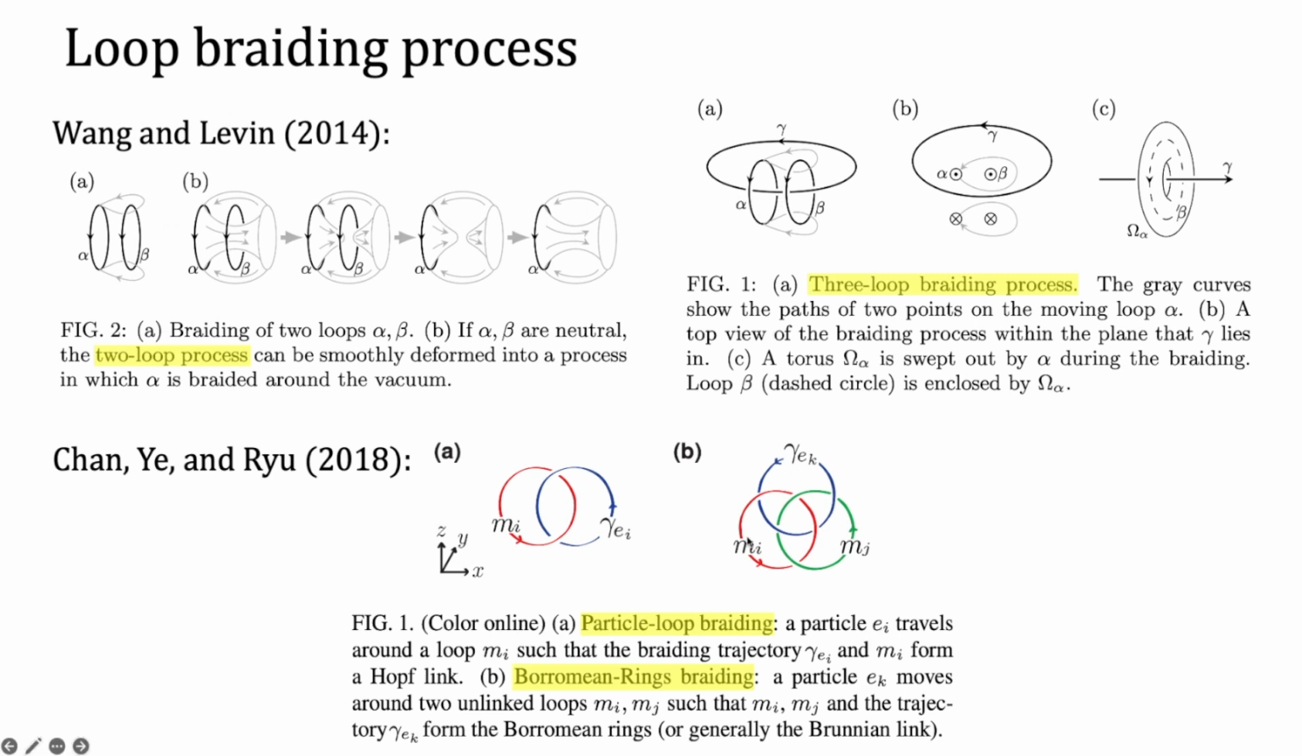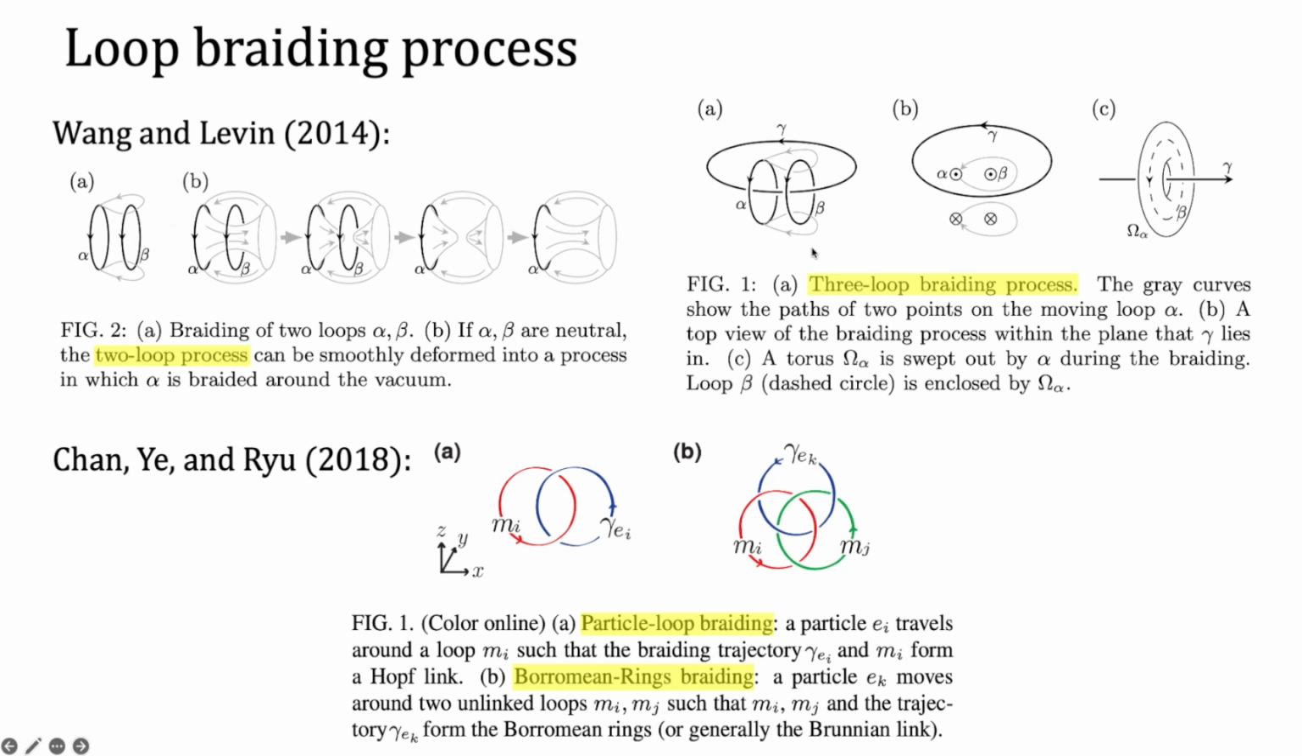Yeah. And also the other paper by Ye Peng and Xinsei Liu. Unfortunately, I don't know the first author. They also describe a different process in 3D, called Borromean ring braiding. Basically, we consider two magnetic loops in 3D space, and then I move a charged particle around these two loops to make a Borromean ring structure. And this can give us a non-trivial phase factor, characterizing the 3+1D topological phase.